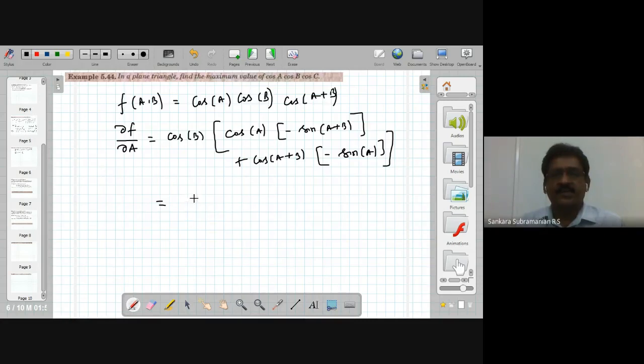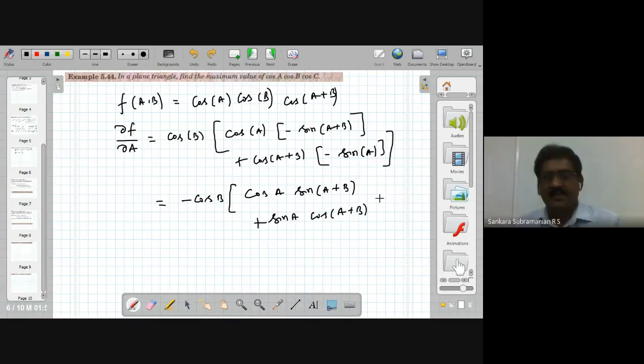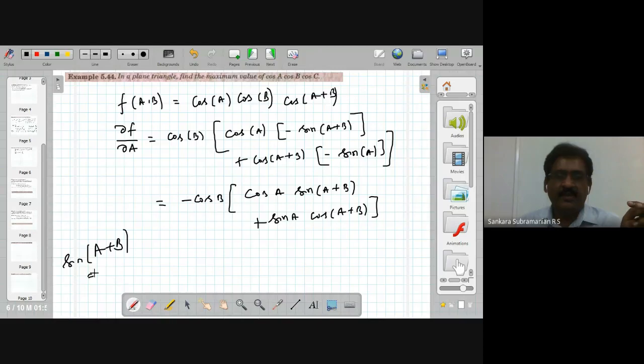This is cos B into minus cos B into cos A into sin of A plus B plus sin A into cos of... it looks like some formula. Sir, sin A plus B. Well done, well done. So this is the sin of A plus B formula. What is the formula?